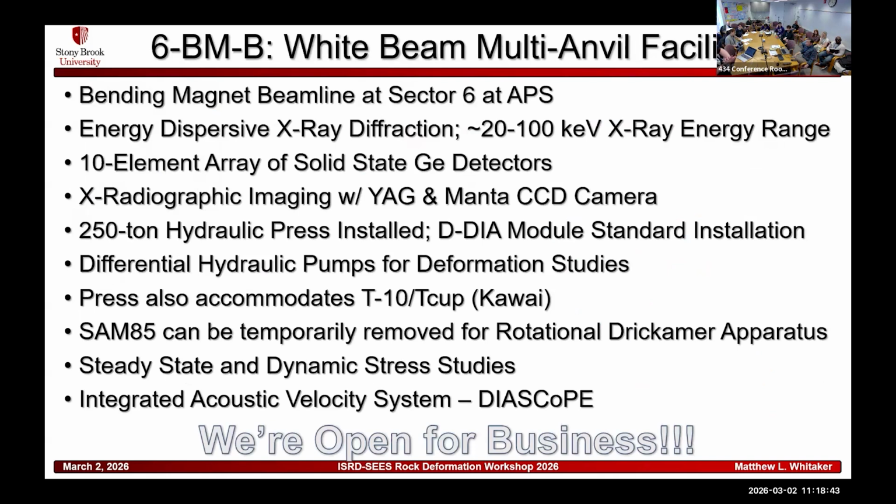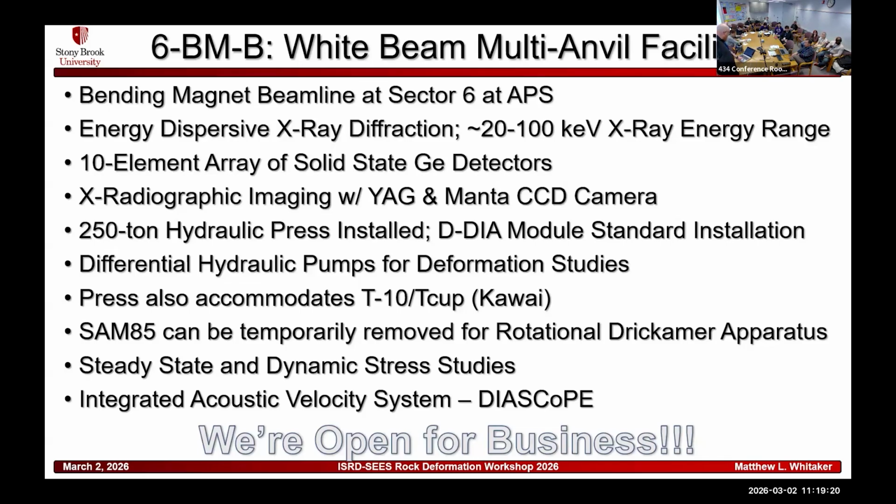So in particular, 6BMB, we are a white beam multi-angle facility. And again, we use 20 to 100 keV of the X-ray energies. We have a 10 element array of solid state germanium detectors that we just showed. We also do the X-radiographic imaging with the scintillator that Tim was talking about. It's the same identical setup. Ours is always in place because our gage is actually located inside the conical slit. So it is always in place, and all we have to do is open and close the slits in order to go from diffraction to imaging mode.